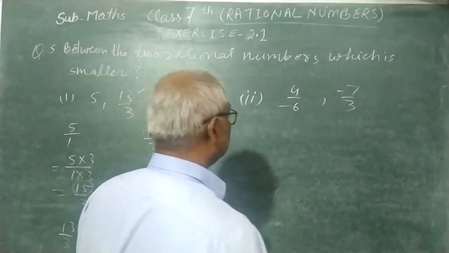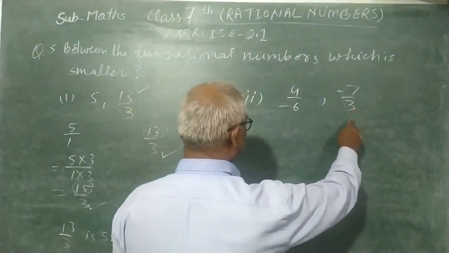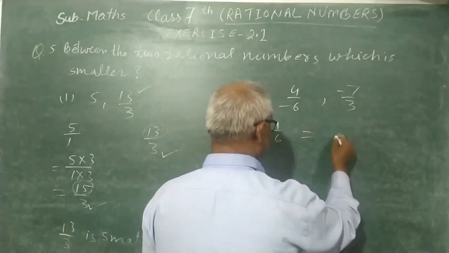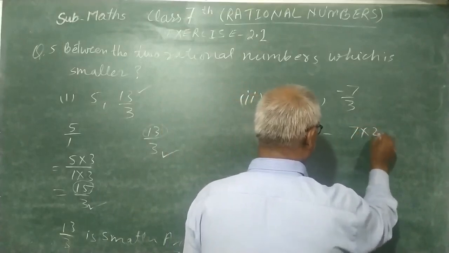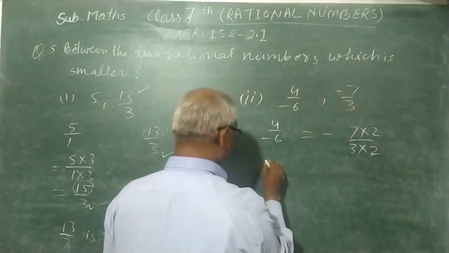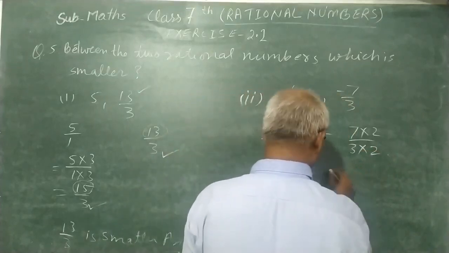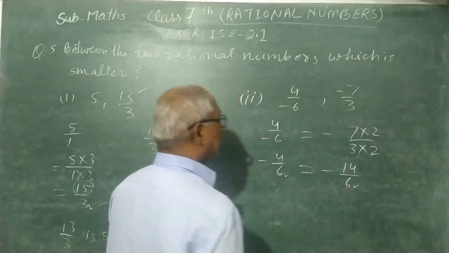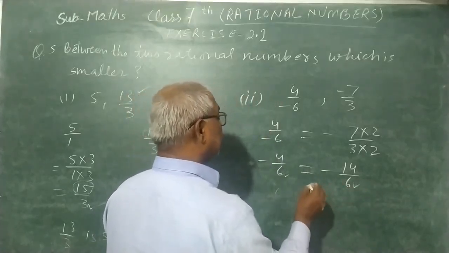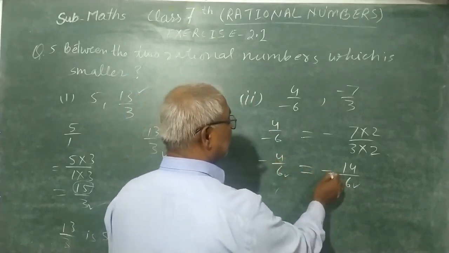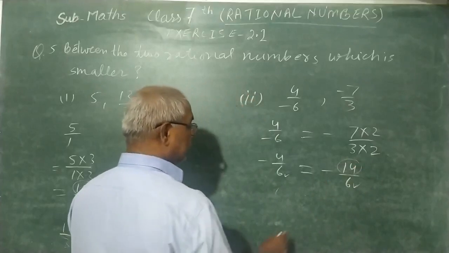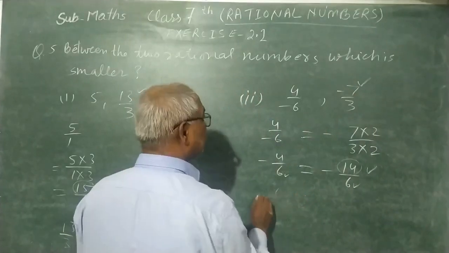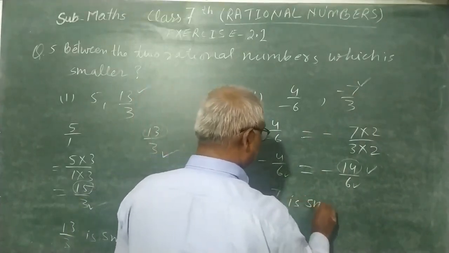In this question there is 6 and there is 3. So first of all we have to make the denominators the same. So 4 upon minus 6, it is minus 7 into 2 upon 3 into 2. We made them the same. So it becomes 4 upon 6 equal to minus 14 upon 6. The denominators are now the same. Here the smaller number, actually, because of the negative sign, the one that is bigger becomes smaller. So the smaller number is this one. This number is smaller, so minus 7/3 is the smaller number.